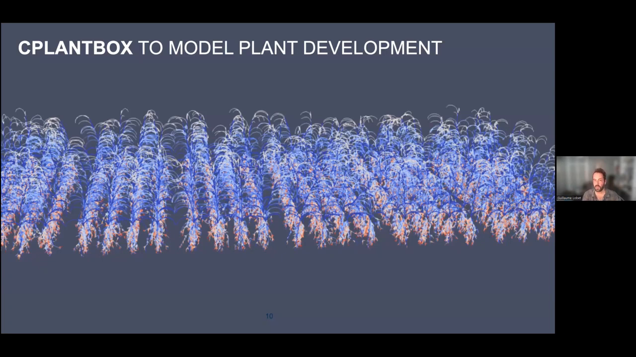That model can also be used on a larger scale, but then becomes computationally more expensive, but I will come back to that. This is just an example that we can actually simulate fields with that level of detail, at least for the structural part. If now you want to resolve all the functions of these plants, then it becomes a bit too much in terms of computational power.